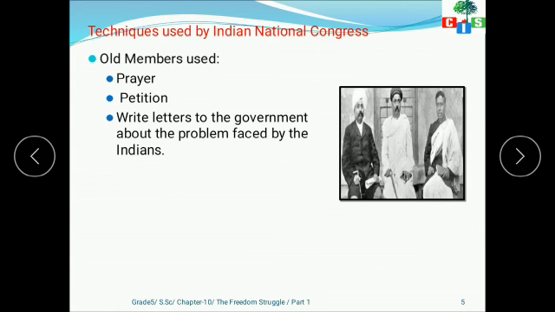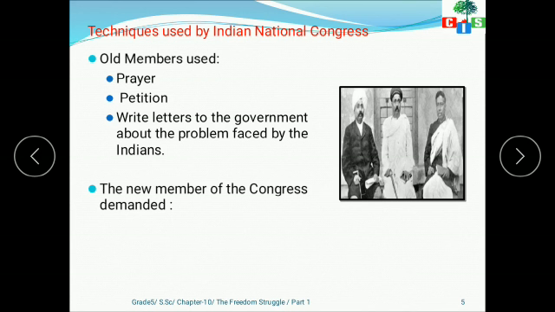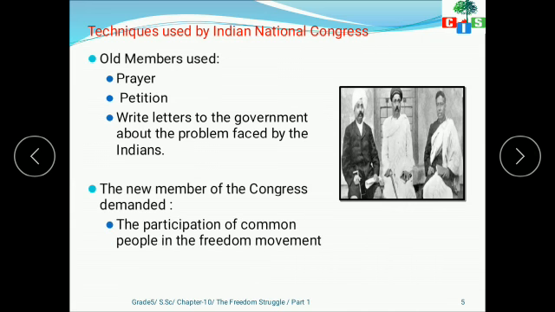But there was always a conflict between the old members and the new members. The new members wanted some other method to be adopted by the INC apart from petition. And they also demanded one thing. What did they demand? They demanded the participation of common people in the freedom movement, right? So this was the conflict between the old members and the new members of Congress. Now you can see the picture of the new members, right?